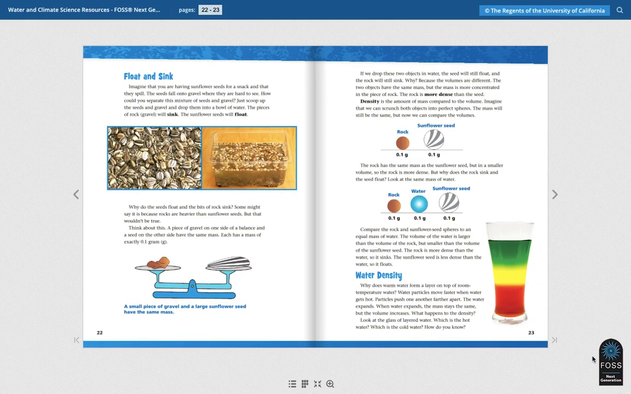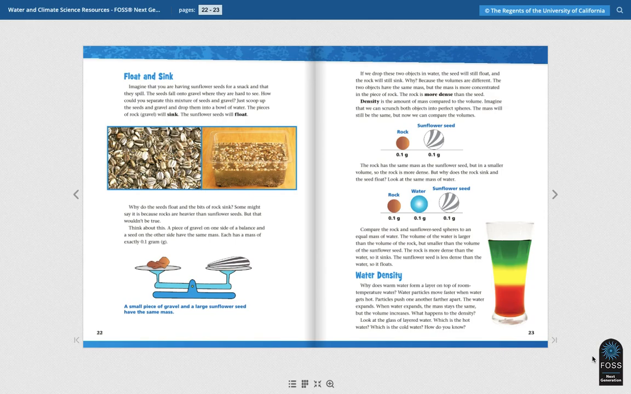Why do the seeds float and the bits of rock sink? Some might say it's because the rocks are heavier than the sunflower seeds, but that wouldn't be true. Think about this. A piece of gravel on one side of a balance and a seed on the other side have the same mass. Each has a mass of exactly 0.1, or 1/10 of a gram. If we drop these two objects in water, the seed will float and the rock will sink.